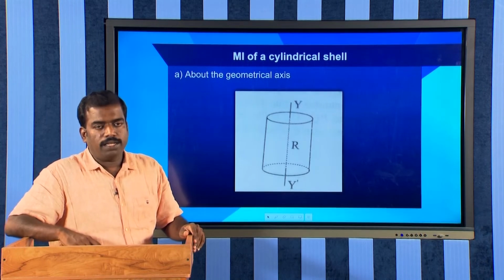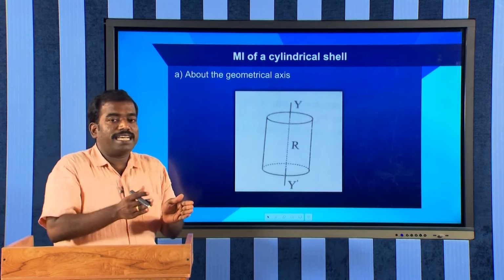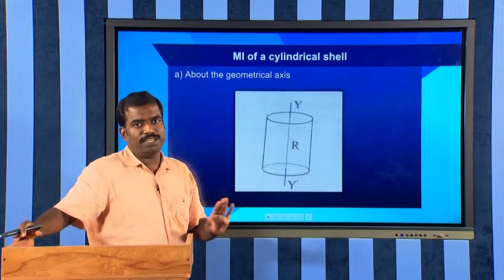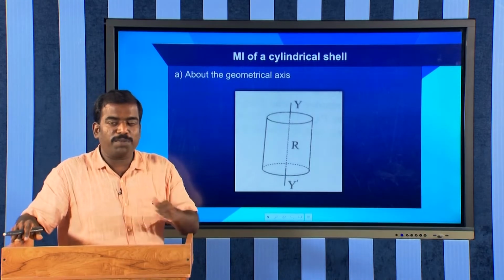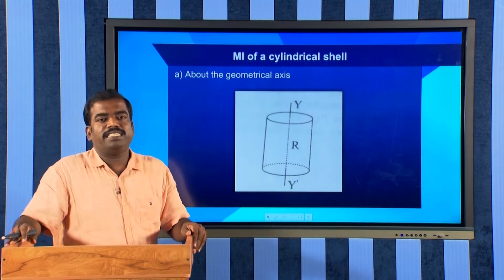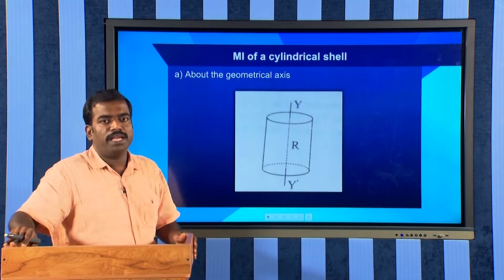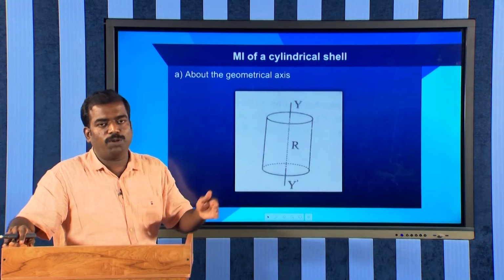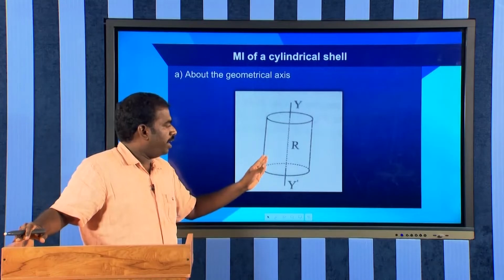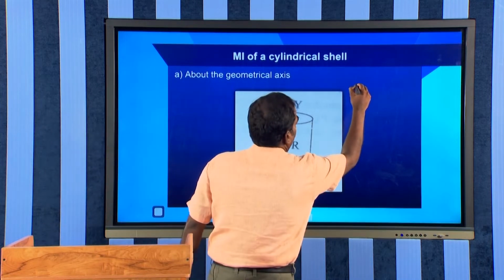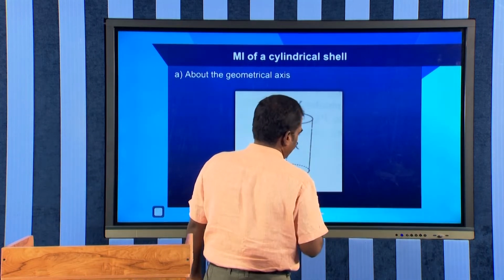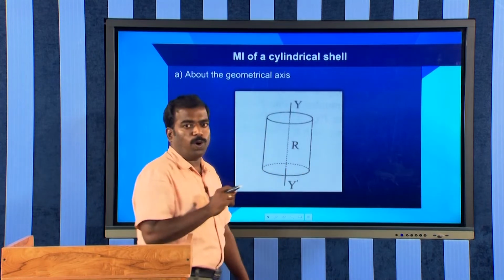about its own axis. Here also, in the previous case we considered the cylinder to be made up of a large number of discs. Here we are just considering the cylindrical shell to be made up of a large number of rings, that is the difference. Obviously you know what the answer is. The moment of inertia of one such ring of mass small m about the axis passing through its center and perpendicular to its plane is given by small m r square.